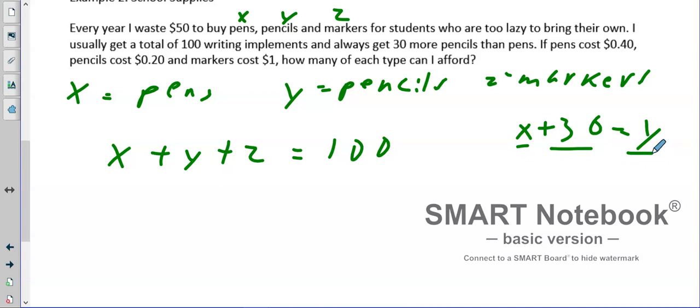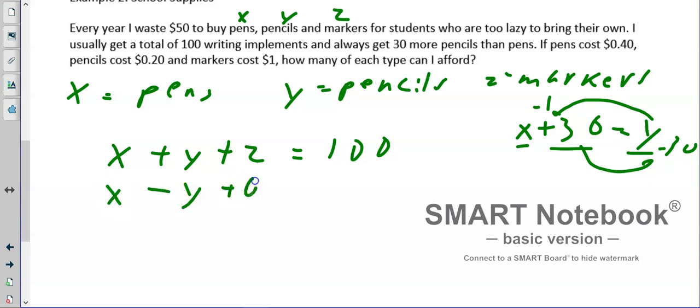All right. Now, to clean that up, remember, I need to move the Y over and make that -1, and move this over and make that -30. Okay. So that's going to give me X minus Y plus 0Z equals -30.